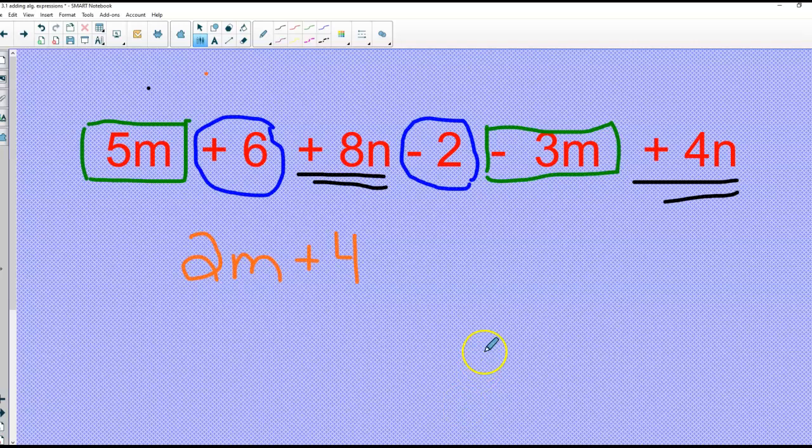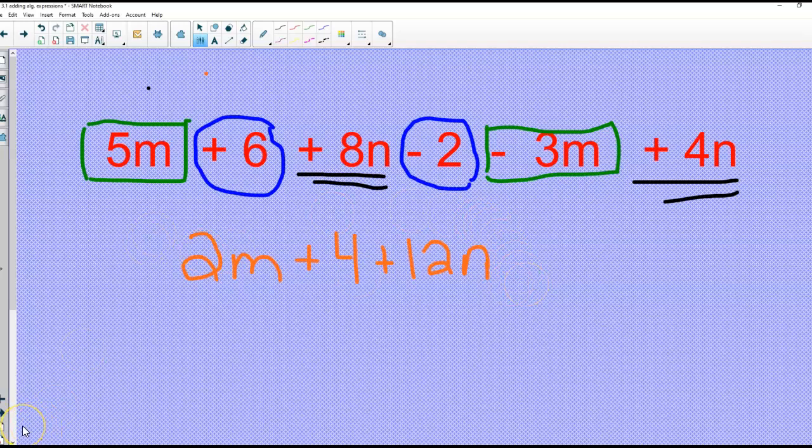And finally, I'm going to go to my n's. So 8n plus 4n. So 8 plus 4 would be 12. I bring the n along, and it is a positive. 8 plus 4 is a positive 12, so I put my addition sign in here. Okay? Again, there's nothing else I can combine here, guys. This is your final answer. You have no other like terms, so this is the best that you can do right now.